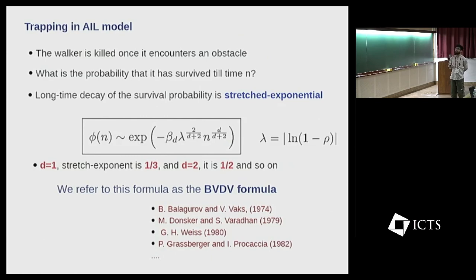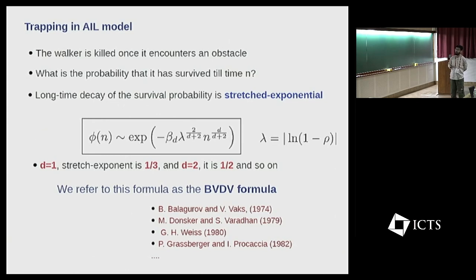Another quantity which is quite studied in the context of the ant in a labyrinth model is the notion of trapping. So the scenario is just like the previous case, but the walker is killed once it encounters an obstacle. The moment it touches an obstacle, it gets killed. So the question is, what is the probability that up to time n, the walker has survived? Note that this probability will depend on the stochastic motion of the walker, but it will also depend on the configuration because that itself is random.